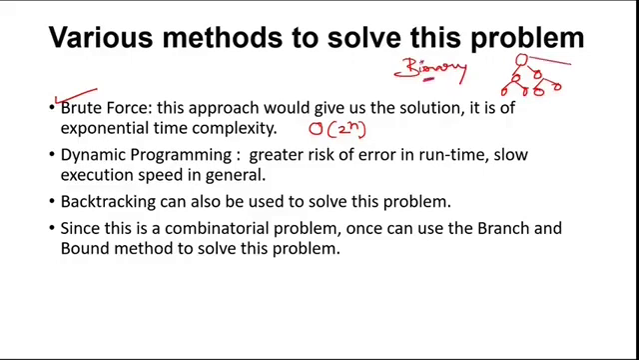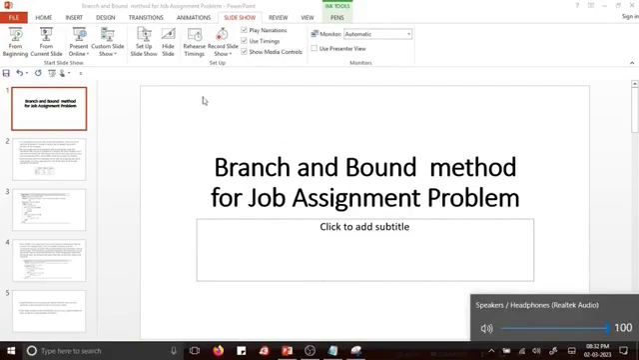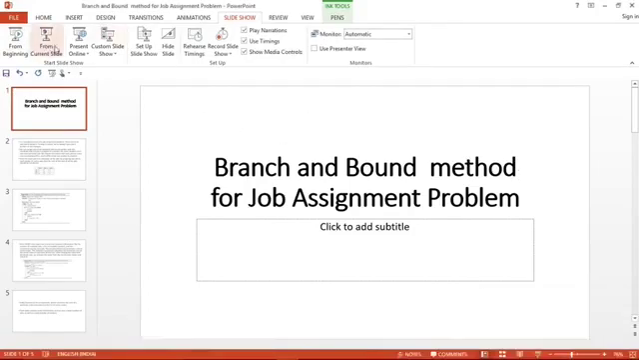Now you can ask me, sir, whether a trinary tree is also possible. It is possible, nobody has thought about it. But the next method we are going to see is the branch and bound method. Next, we are going to see the branch and bound method for the job assignment problem.